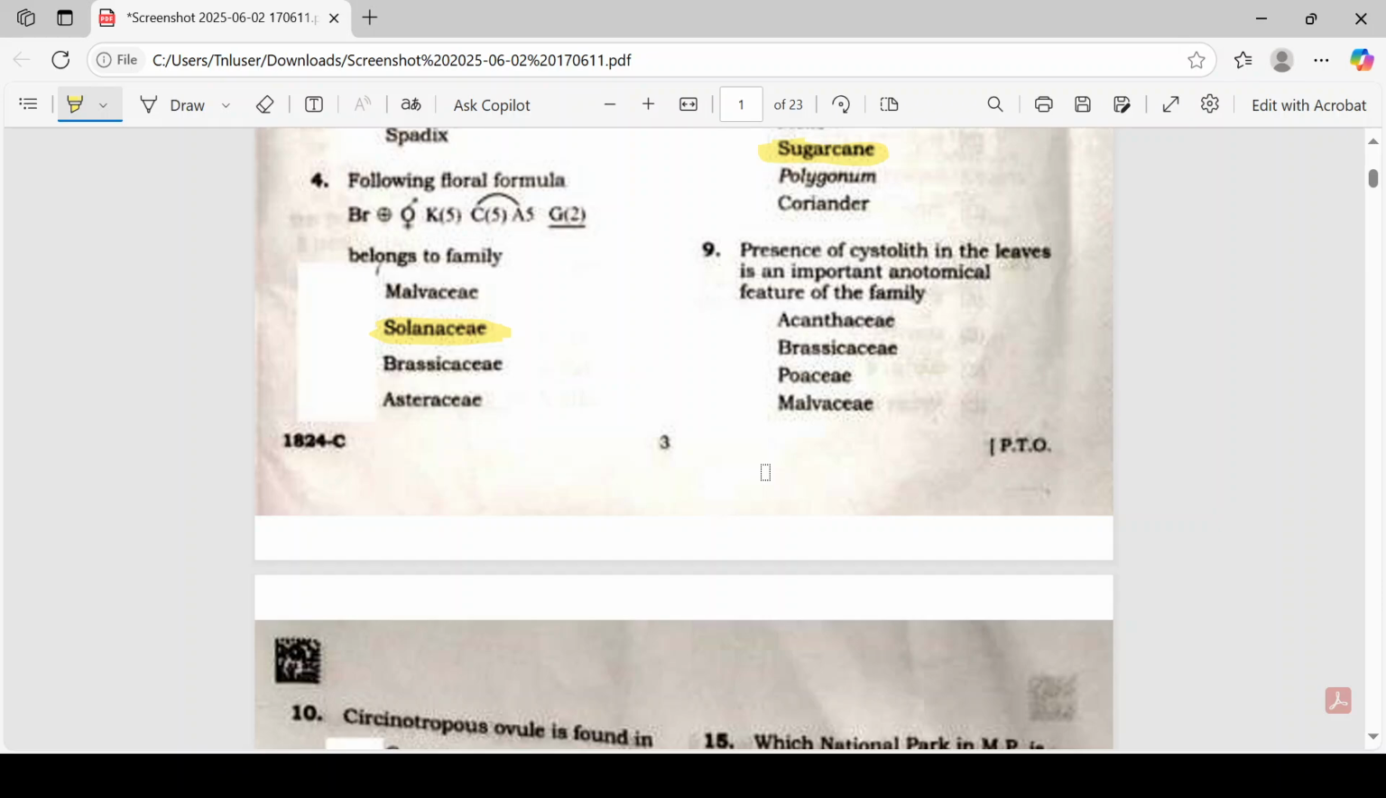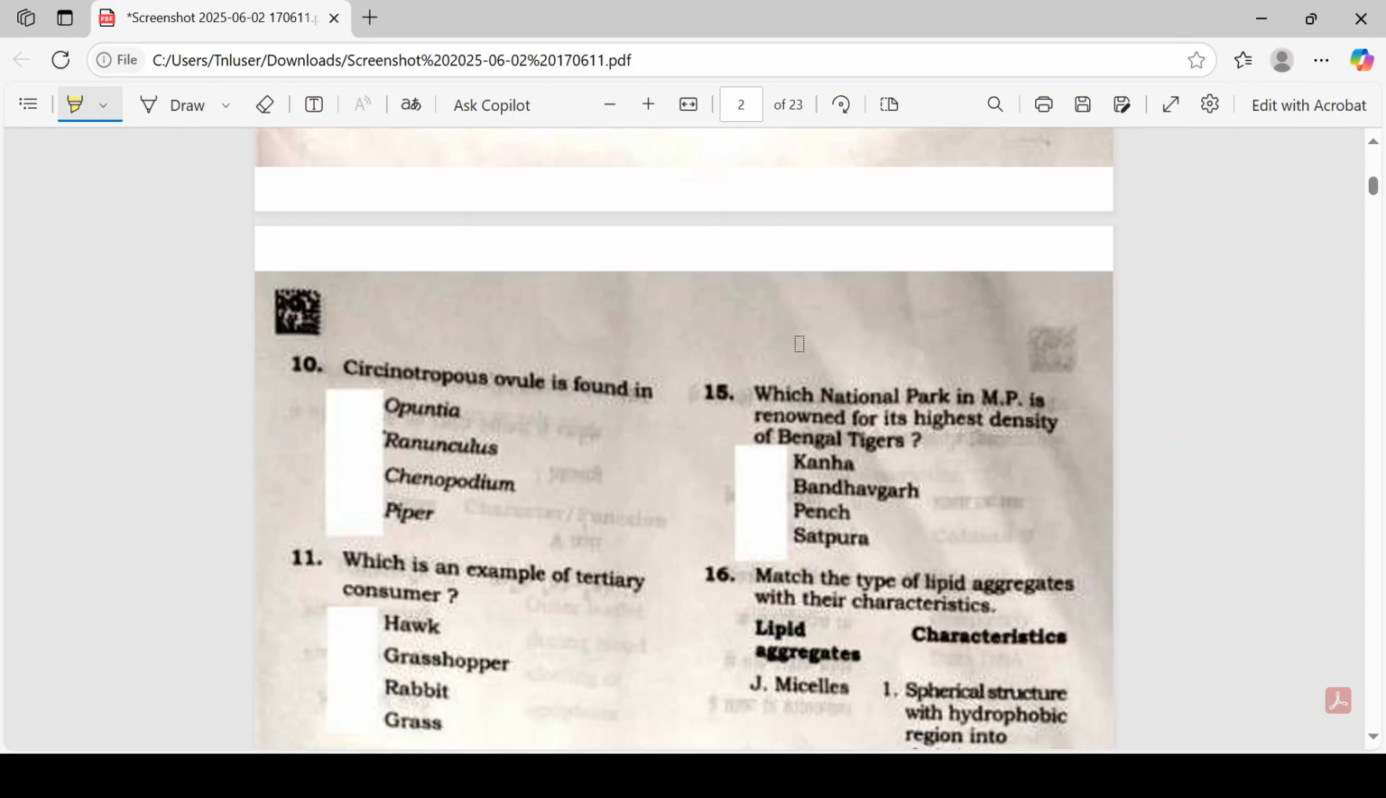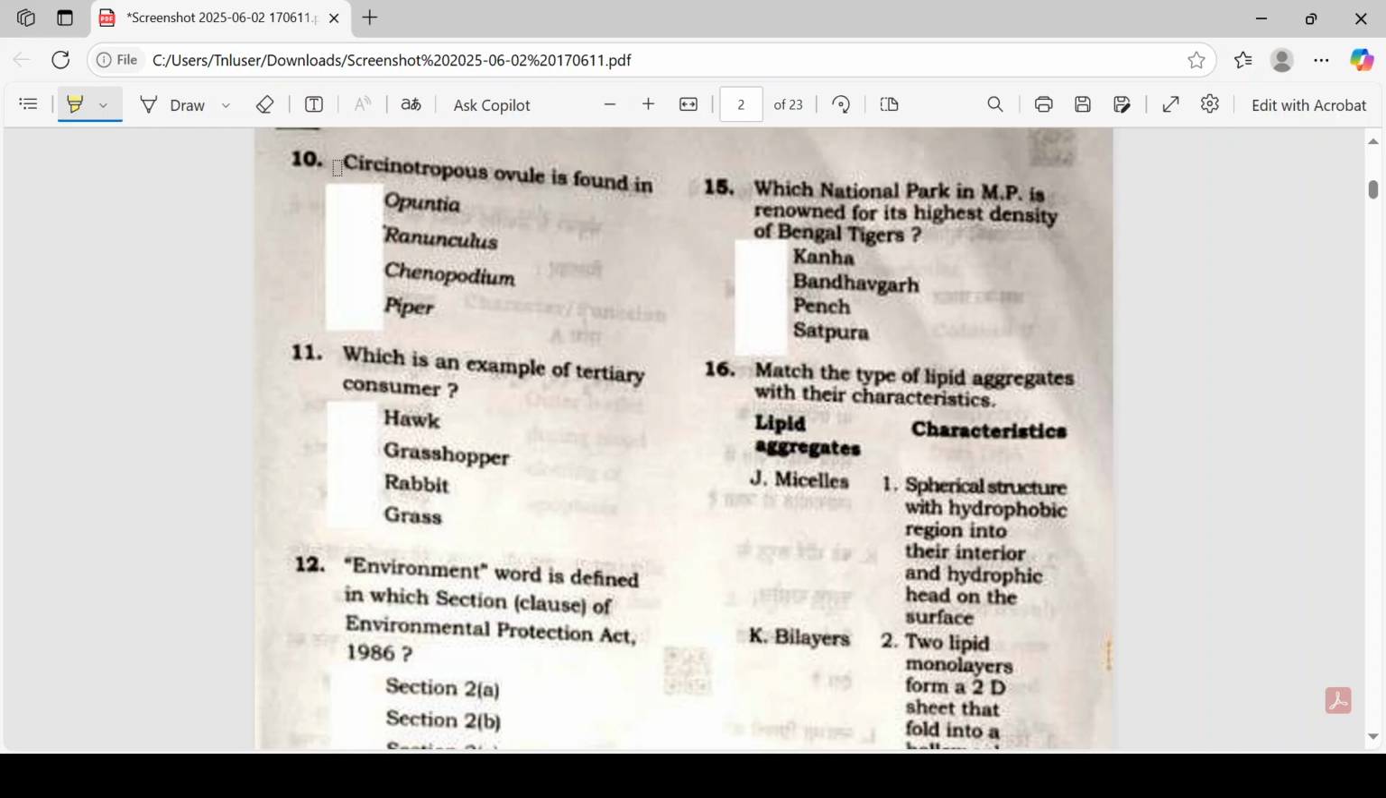Presence of cystolith in the leaves is an important anatomical feature of the family. The correct answer will be Acanthaceae. Very easy question. Now let's talk about question number 10. Campylotropous ovule is found in. The correct answer will be option number 1, that is Opuntia. So question number 10, the correct answer will be option number A.